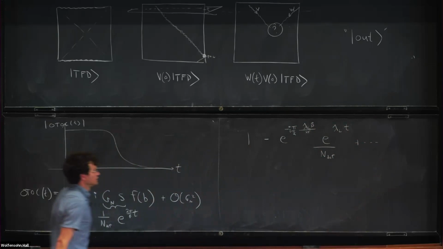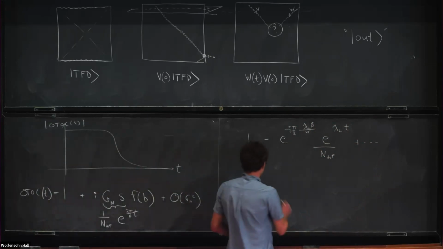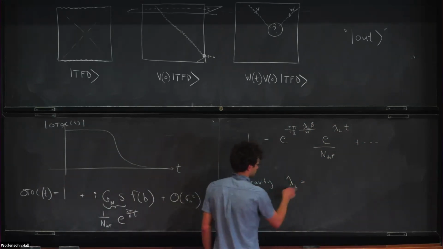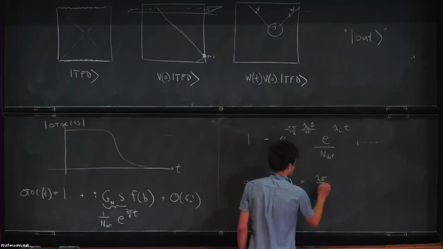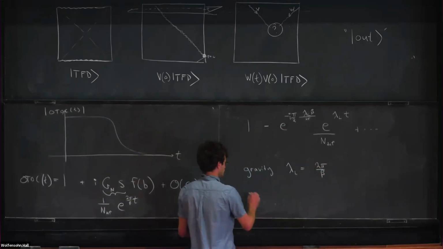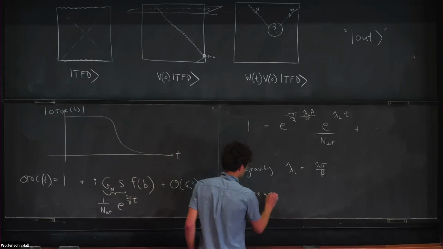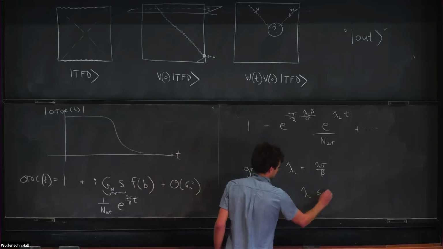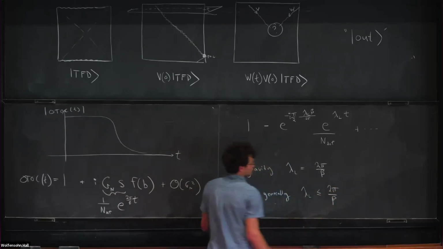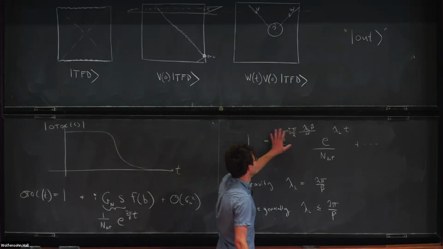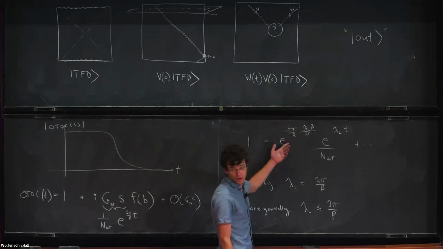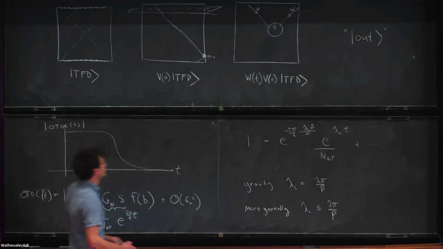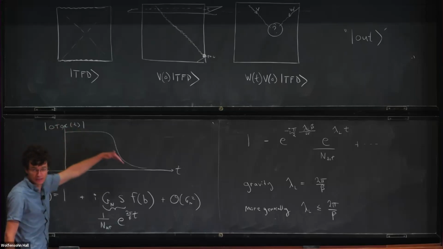So in the gravity case, this exponent is called the Lyapunov exponent. It's 2 pi over beta. And more generally, lambda is less than or equal to 2 pi over beta. And generically, this will have a negative real part. So the function will decrease at first order in this perturbation. In gravity, to find that the absolute value of this thing decreases, you have to go to second order.